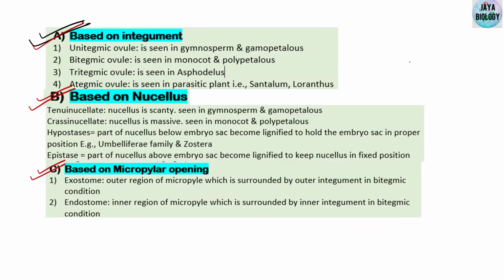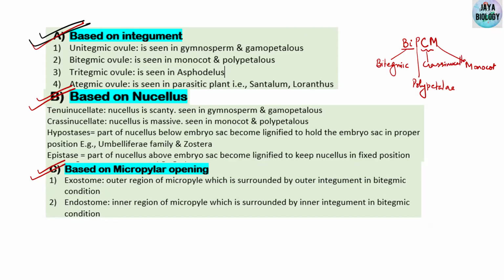For this, I will give you one learning tip. See here, you write: biology student yourself, physics and chemistry, and you are studying math also. All four subjects you are studying. So this is bitegmic condition, seen in polypetalous and monocot, which is having crassinucellate.